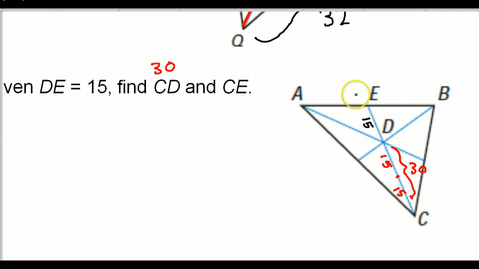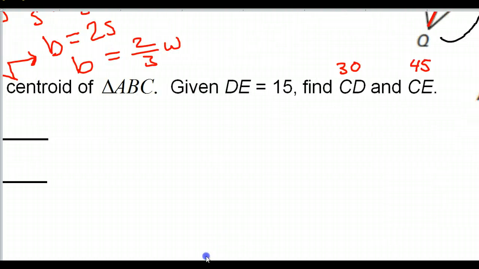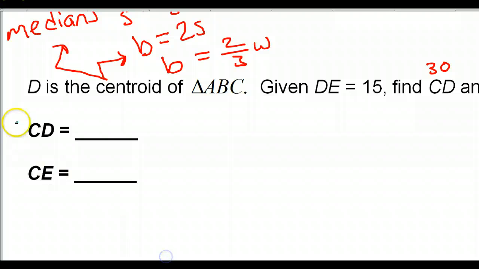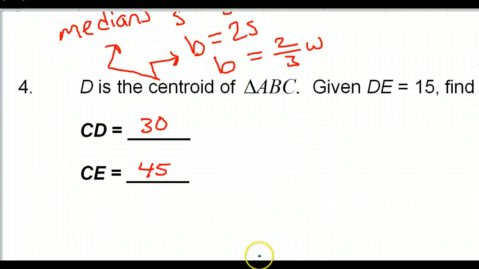And CE is going to be 45. You know, 30 plus 15, or 15 plus 15 plus 15. CE is going to be 45 because that's the whole thing. Was that it? 30 and 45. Well, that was not very tough. Almost not even worth zooming in for. Okay, that was number 4, by the way.